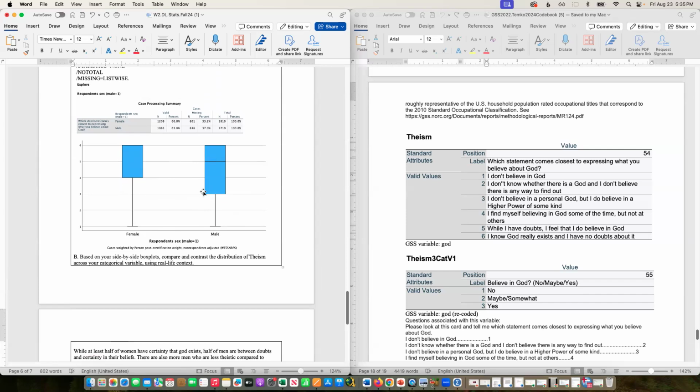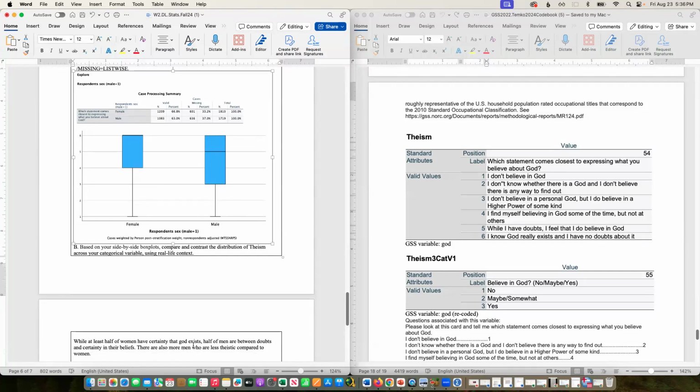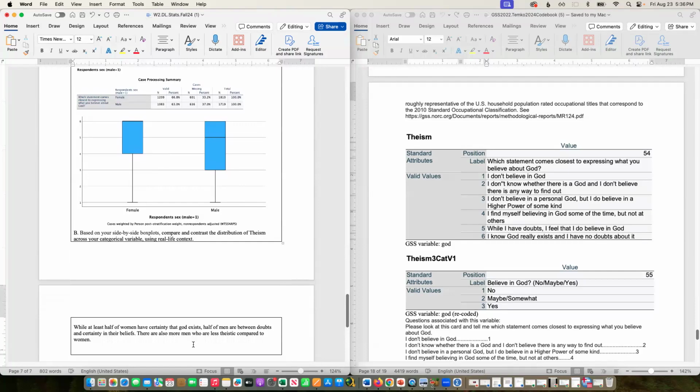So this was higher power, but not a personal God. And then this is agnostic. Sorry, no. 2 is agnostic. 3 is higher power, no God. 4 is maybe sometimes. So for women, the least theistic quarter are between atheist and sometimes, whereas for men, it's between atheist and higher power, but not believing in God, right? Okay, so I think that's good.